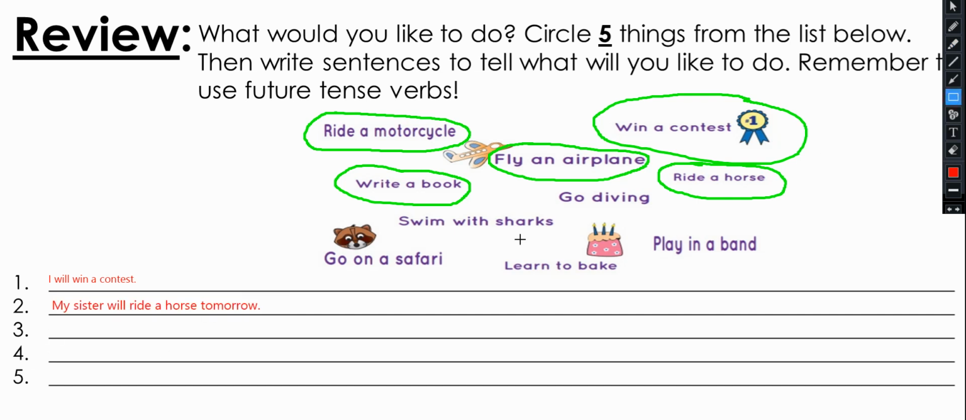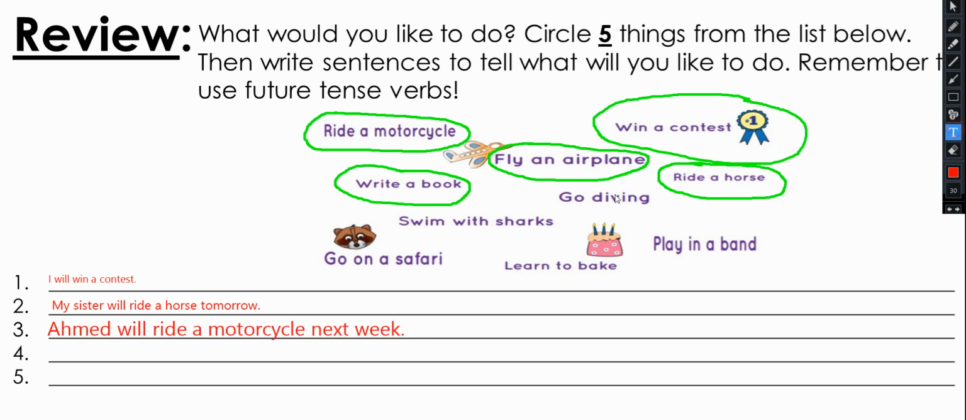Let's see the next one. Go a bit bigger. 30, I think, is gonna be so big. Okay, let's try. Let's do ride a motorcycle. We can say Ahmed will ride a motorcycle. We can talk about what next week. Ahmed will ride a motorcycle next week.